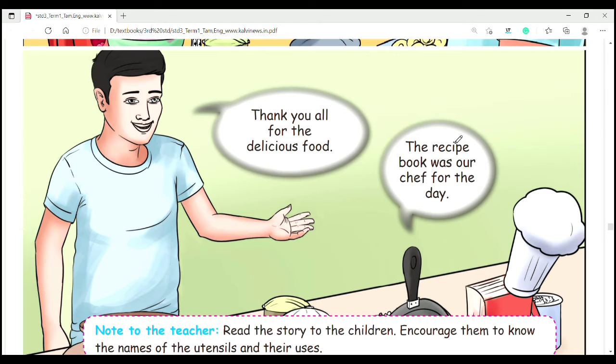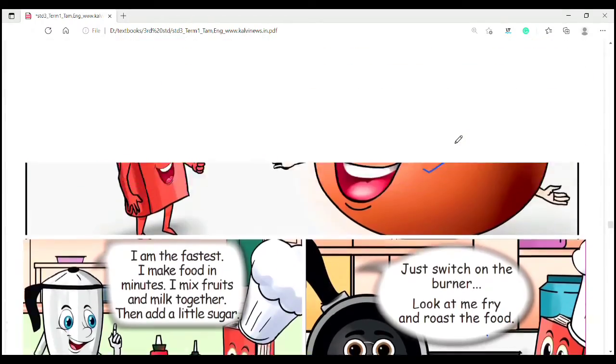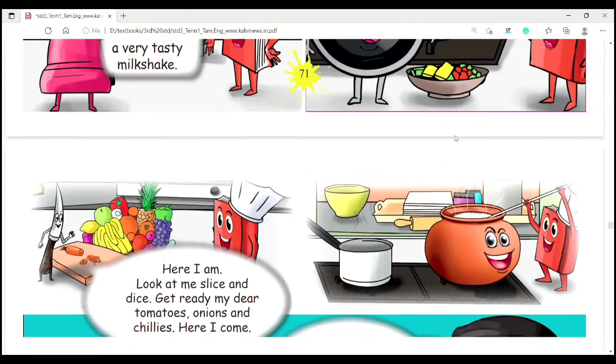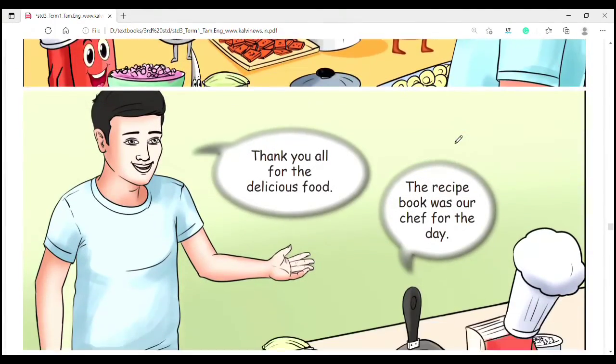So what do we learn from the story? We learn the names of the kitchen items. What are the kitchen items that helped Ramu? The first one is a recipe book, then pot and blender, a pan, then a knife. So these are the objects that helped our Ramu.